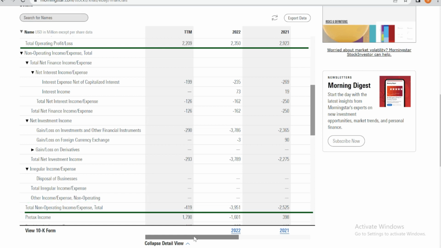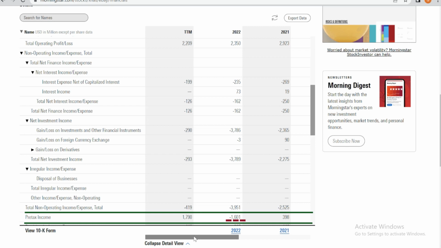So after all these non-operating activities we've reviewed, their total non-operating expense, which you get by taking this negative $293 million they lost on investments, and this negative $126 million lost on interest payments, was $419 million, which has shown some improvement compared to last year's almost $4 billion expense. They also went from a negative $1.6 billion pre-tax income to a positive $1.7 billion, which is great actually.